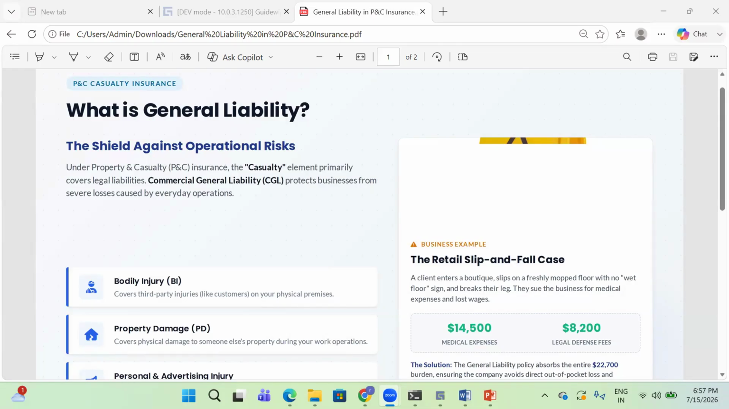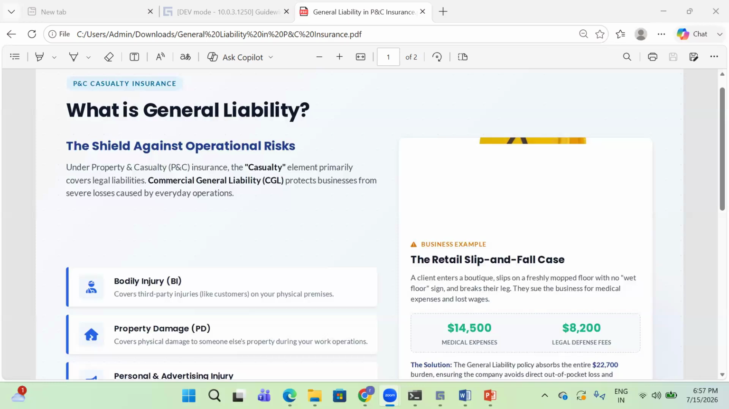Today we are discussing what general liability is, especially in the P&C domain, as a line of business. The main element involved here is casualty, which covers all the legal liabilities that protect the business from losses caused by day-to-day operations. So general liability is a line of business, or a policy, that covers this.